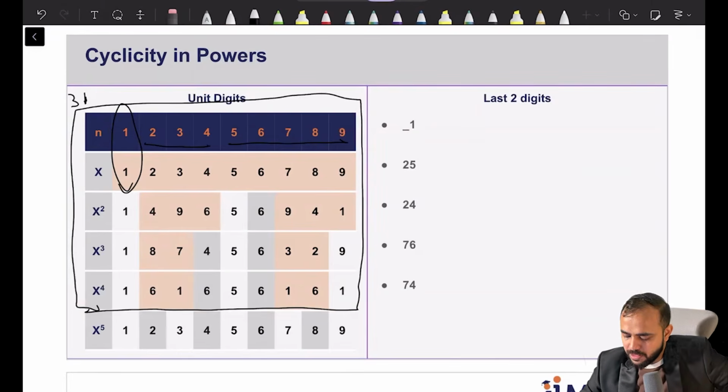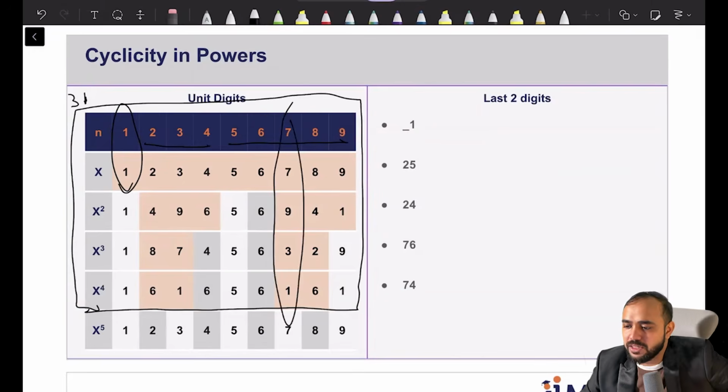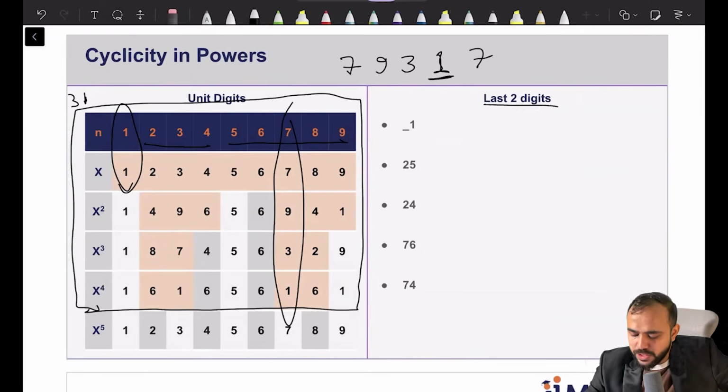So you should not be committing this to memory, that 7, 9, 3, 1. I mean, how difficult is it? 7, then 7 square is 49, so 9, then 7 cube is 343, so 3, and then 3 into 7 is 21. Now once I get 1, next will be 7. So you don't need to memorize this. Last two digits is something that you should probably memorize. So if the number is of this format, that the last digit is 1, your powers will increase by a.